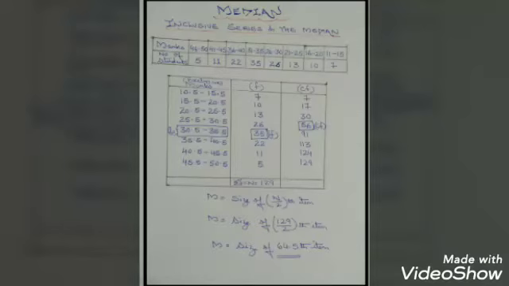Then the next one, 16 to 20: we deduct 0.5 from 16 and get 15.5, and add 0.5 to 20 and get 20.5. Similarly, the third one: deduct 0.5 from 21, you get 20.5, add 0.5 to 25, you get 25.5. Similarly, the next one, 26: you deduct 0.5, you get 25.5, and add 0.5 to 30, you get 30.5.